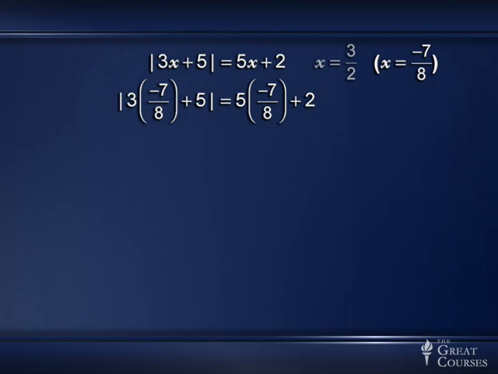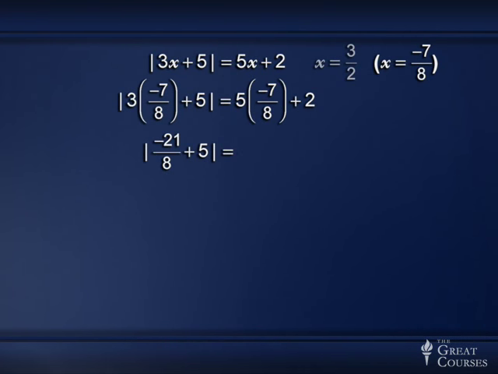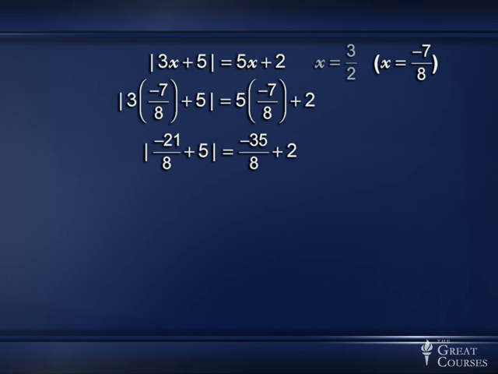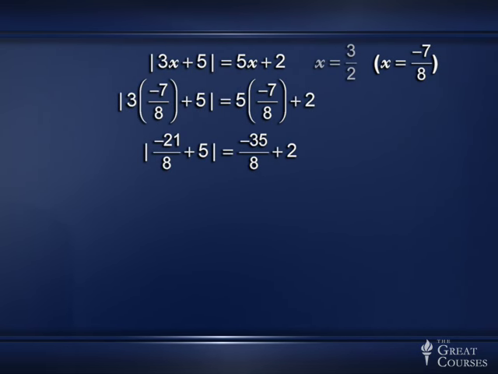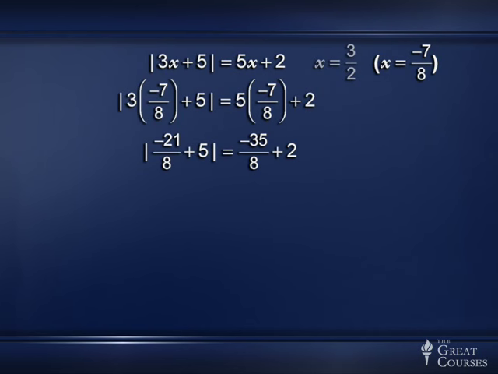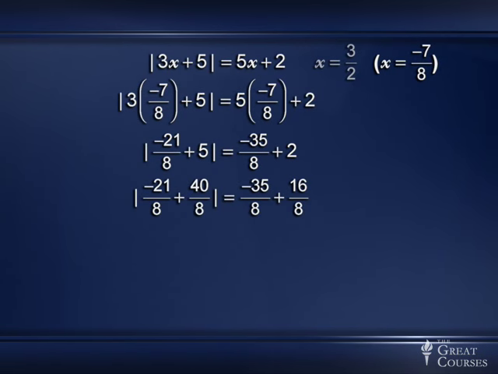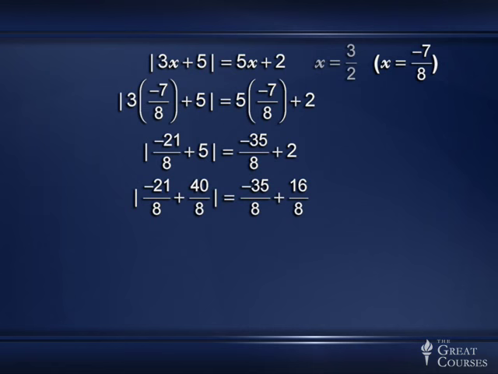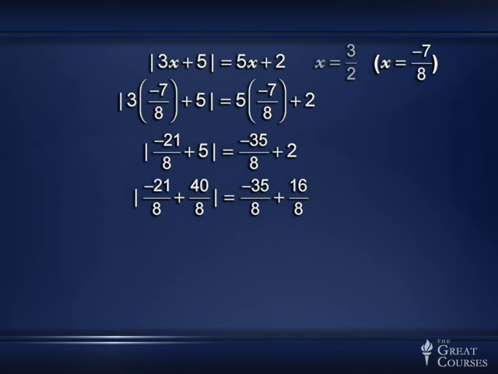And now let's do some simplifying. The absolute value on the left is going to be absolute value of negative 21 over 8 plus 5. Right-hand side becomes negative 35 over 8 plus 2. Let's get that common denominator. Now in this case it'll be 8s all the way across. And when you do that, you'll have absolute value of negative 21 over 8 plus 40 over 8 equals negative 35 over 8 plus 16 over 8.